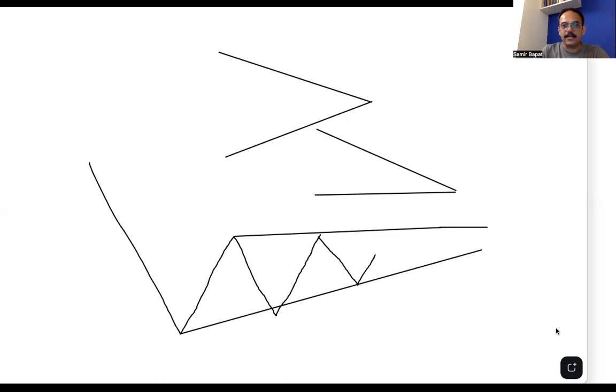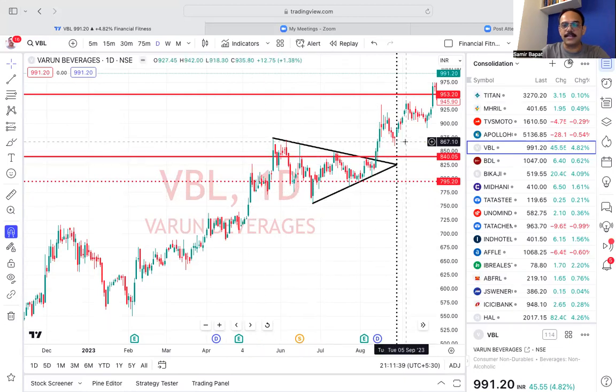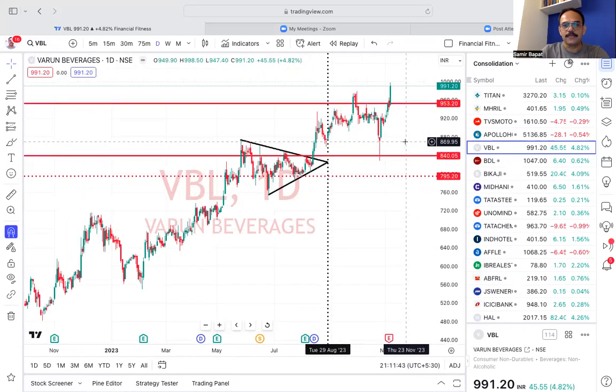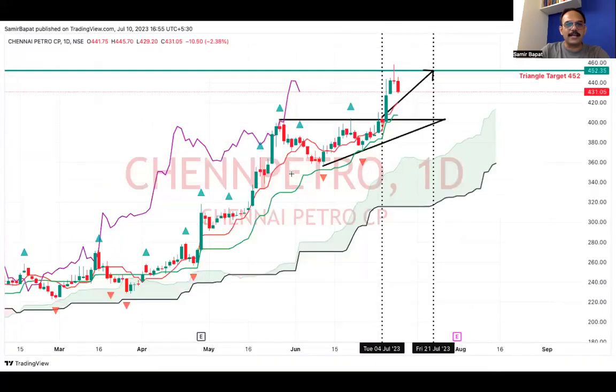We have already taken this symmetrical triangle. Okay, this is VBL. Okay, this is a symmetrical triangle. It went up. Okay, so this is a symmetrical triangle. This is the ascending triangle. See, price went here, went down, again at top, bottom, and then it broke out. So this is an ascending triangle where the bottom line is ascending and the top line is flat.